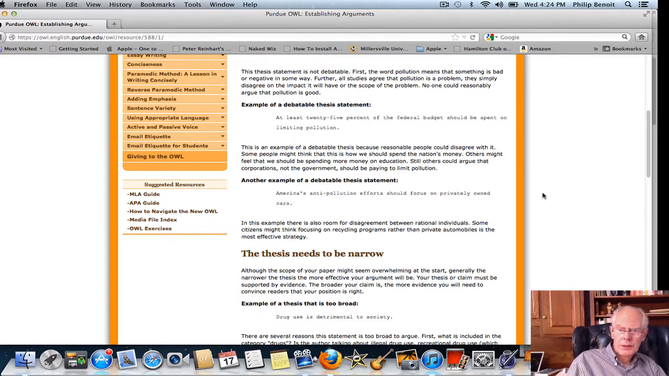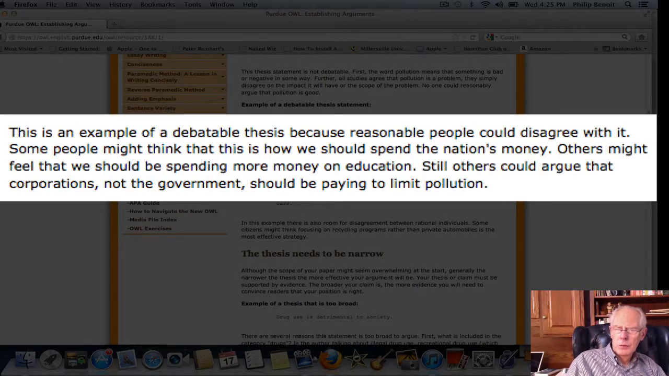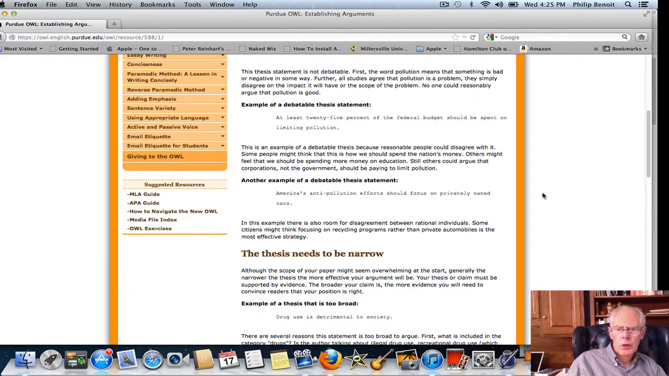So this is an example of a debatable thesis statement, something that you can go ahead and try to convince your readers of by supporting it with evidence and organizing your argument in a logical, persuasive way. Others, as it points out in this paragraph, might feel we should be spending more money on education. Others could argue that corporations, not the government, should be paying to limit pollution, and so on. So that's basically why that is a debatable thesis statement.